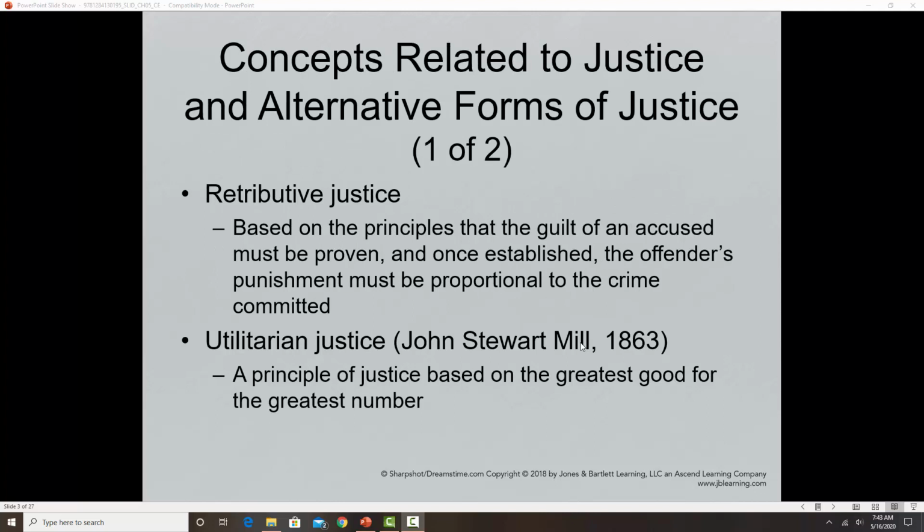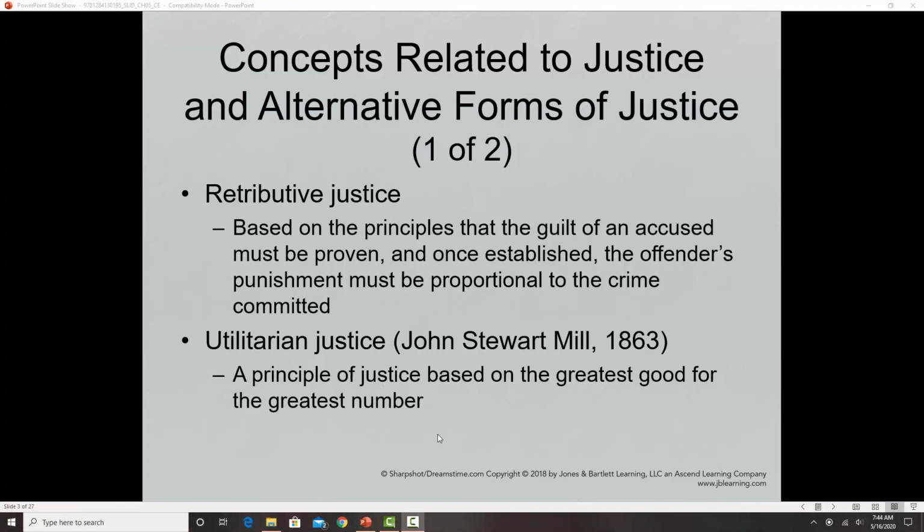When it comes to different forms of justice, we have retributive justice. It's based on the principle that if somebody is accused of a crime, that guilt must be proven. Once guilt is proven, the offender's punishment should be proportional to the crime committed. Here in the United States, our criminal justice system is based on this type of justice.